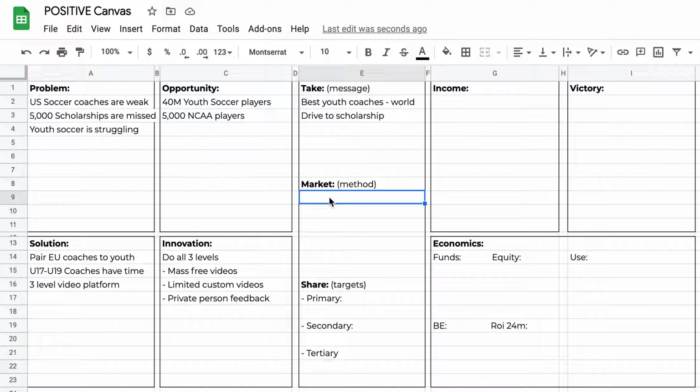Then the market or the method is how you get it out there. We're going to actually use clubs that we already have relationships with. We're going to use Facebook, and we're going to use LinkedIn. Okay? And as I'm working through it, I might say, oh, if we use LinkedIn, maybe what we could do, because that's more for adults and professionals, we could actually train the coaches. Oh, cool, let's add that back here on the solution. Coach the coaches, right?